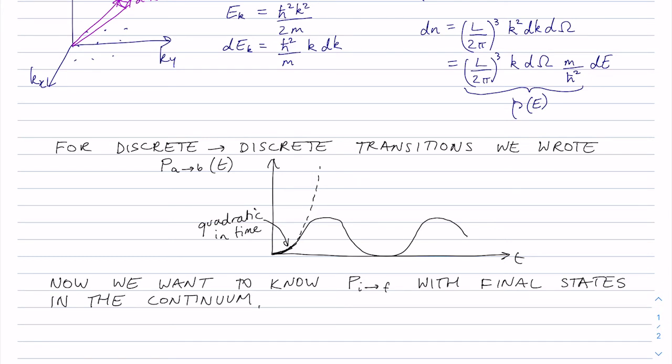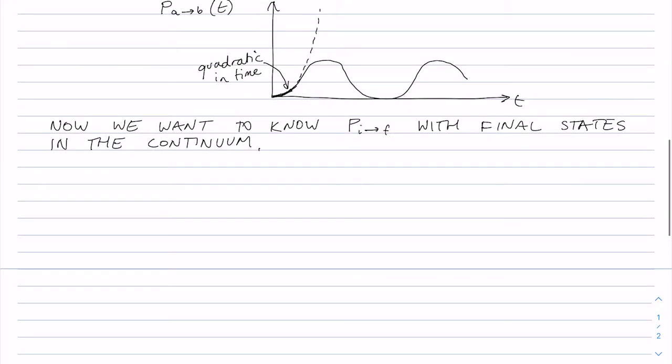So what we want now is to know the rate of the transitions to final states in the continuum. And the point here is that we have many states. It's a continuum. So for a given oscillatory electric field, we would have many different possible final levels because they're all extremely close together. So what we actually want is to sum over all the possible final states as a function of time and get that probability.